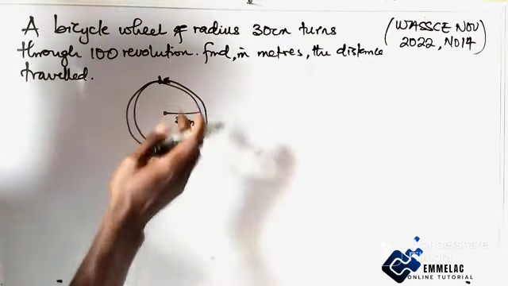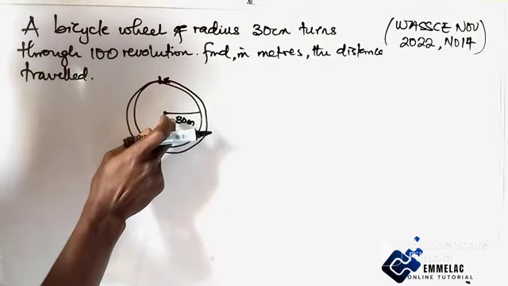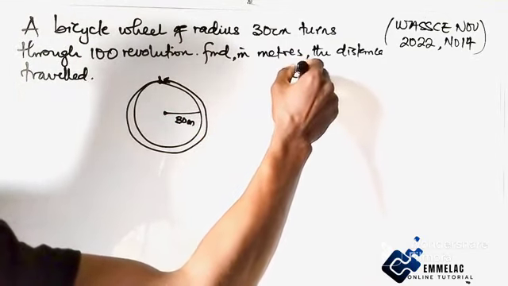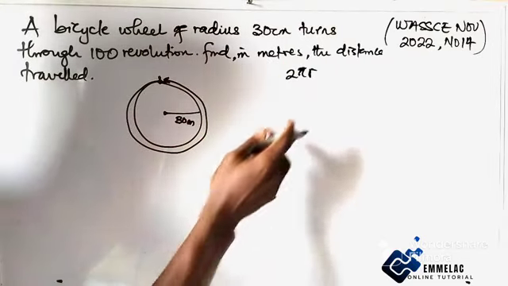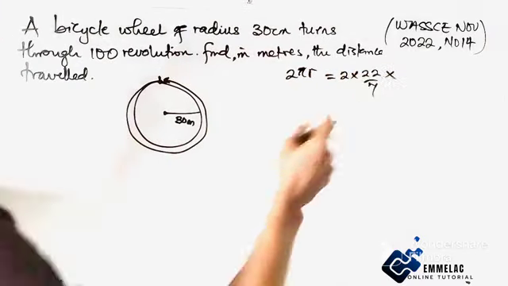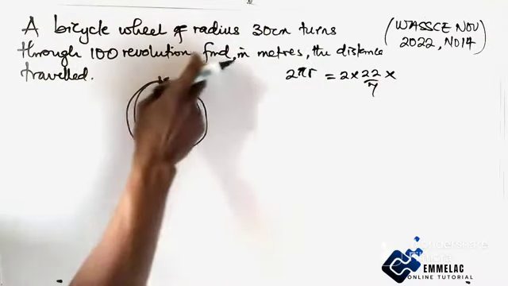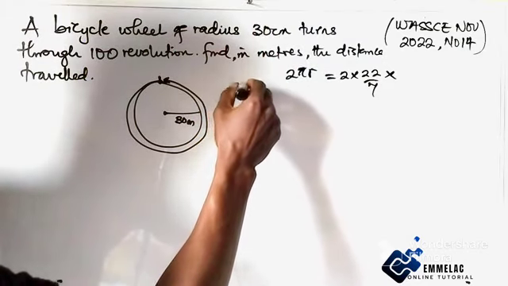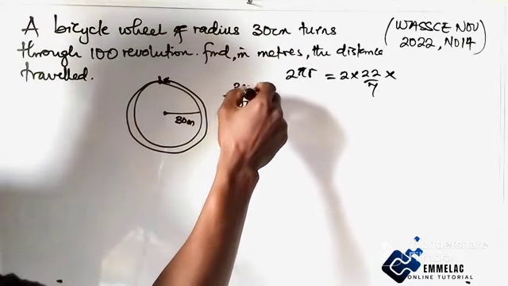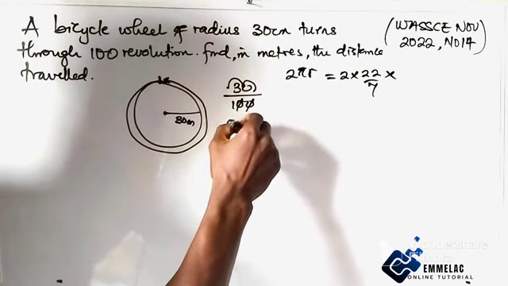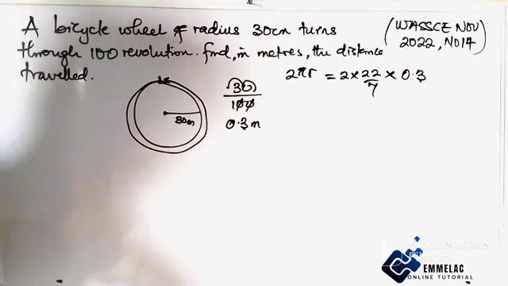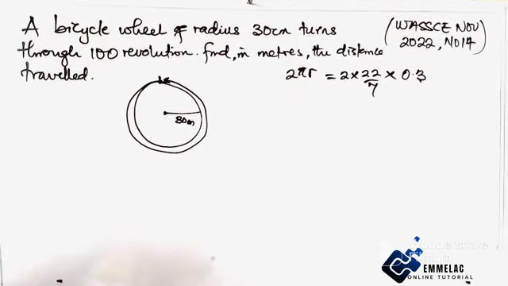So what we need to do here is find the circumference of the circle, and we know that the circumference of a circle is 2πr. So we can say 2 times 22 over 7 times 30, and we are told the answer is in meters, so 30 divided by 100, that is converting it to meters, gives 0.3 meters.